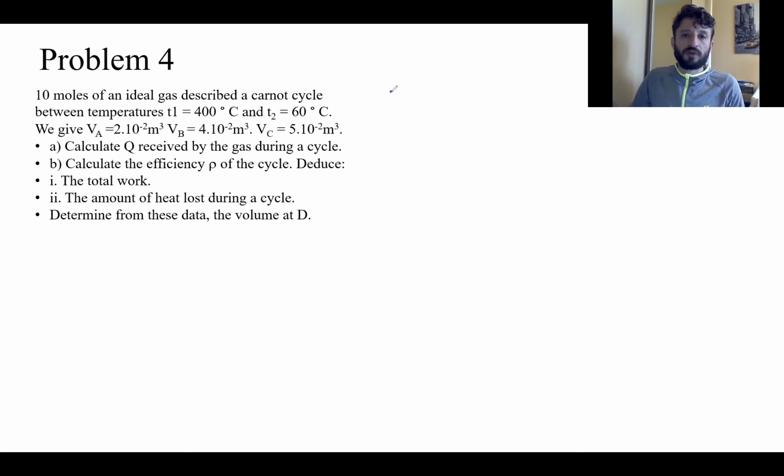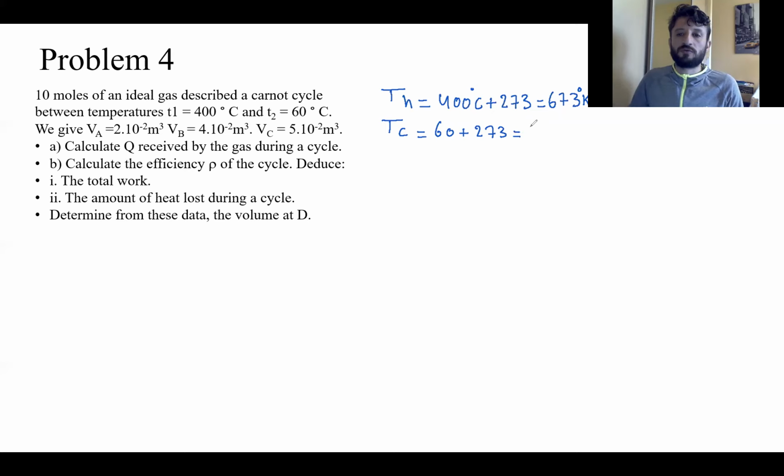So here, first of all, we have T high equals 400 C. We have to put it in Kelvin, plus 273. We get 673 Kelvin. And we have T low or T cold equals 60 plus 273 equals 333 Kelvin. Okay, in the Carnot cycle, we have two isothermal processes and we have two adiabatic processes.